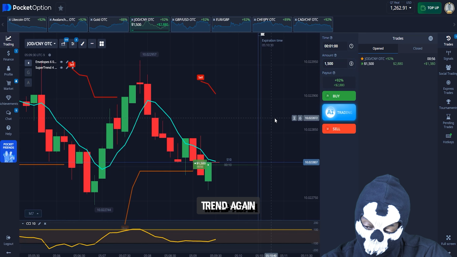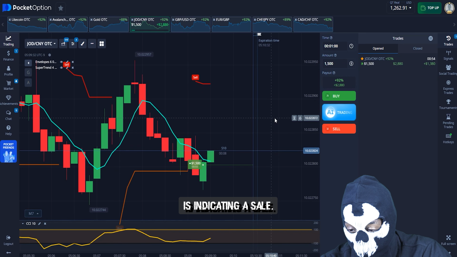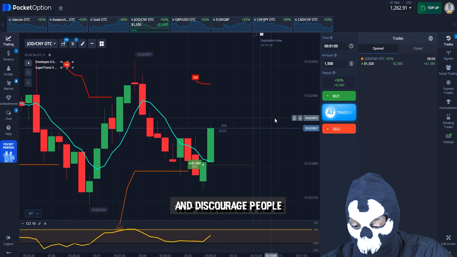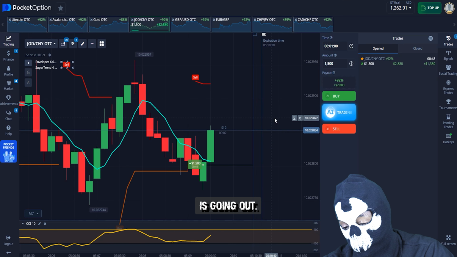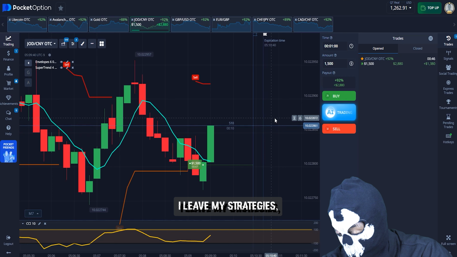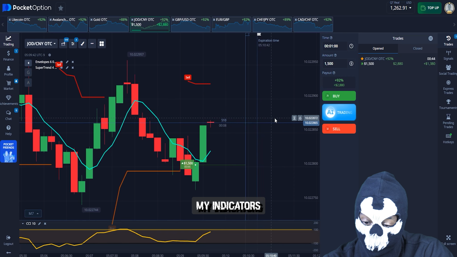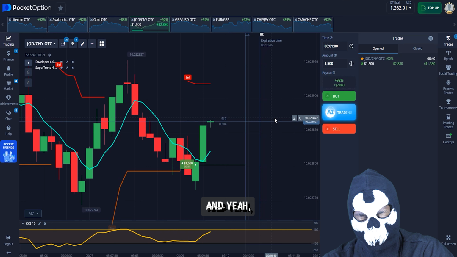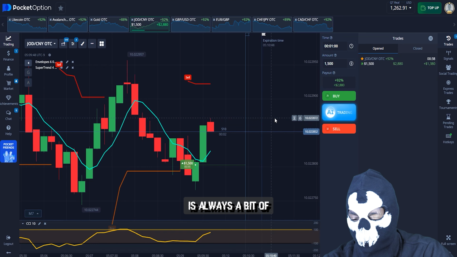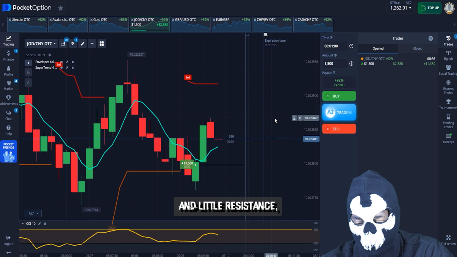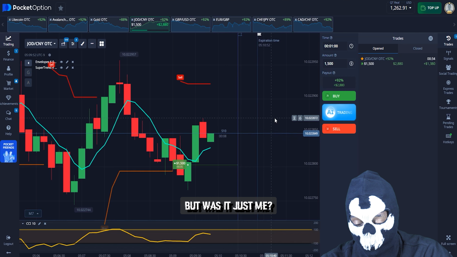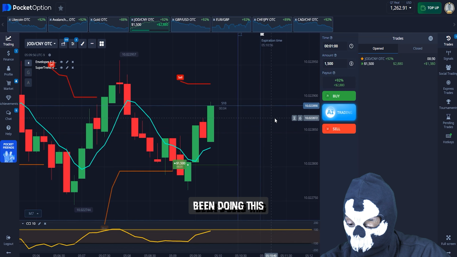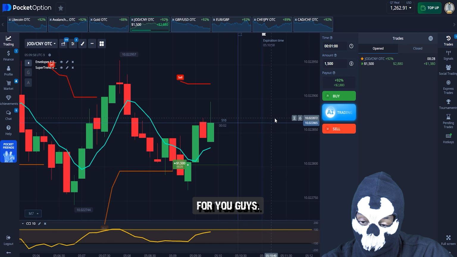So you can see the super trend again is indicating a sell. I don't know if this is to try and discourage people, but it's going up. I trust and believe my strategies, my indicators, and all my experience that it's going to keep going up. Yeah, of course, it's always a bit of friction, a bit of resistance, whatever you want to call it, but you have to trust me, and you have to know that I've been doing this for too long for me to fail you guys.